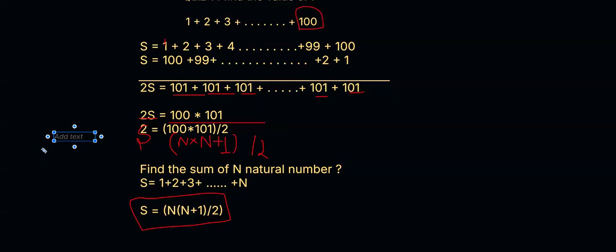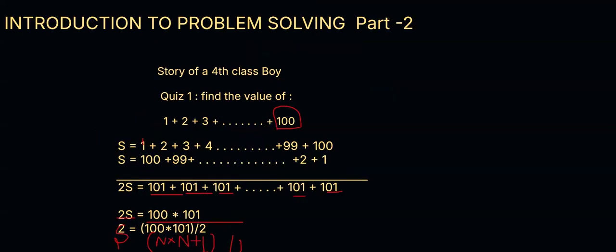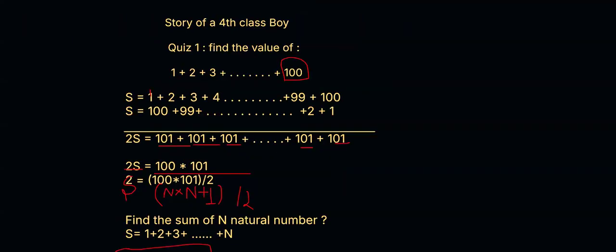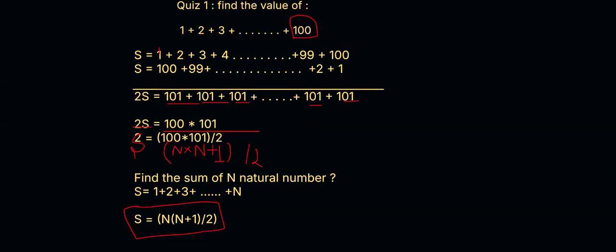I will also tell you one thing about this fourth class boy. He's Gauss. I think you maybe heard this name somewhere. He's the guy who developed this method to calculate the sum of n natural numbers.